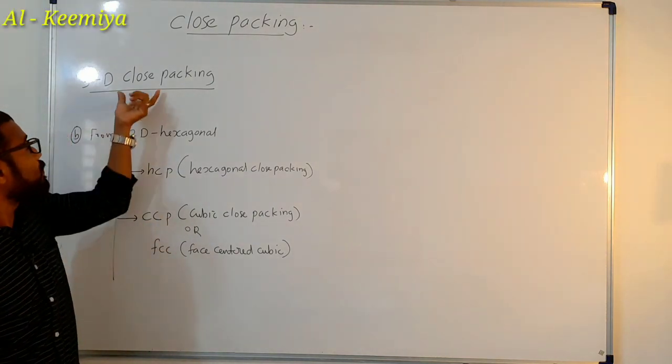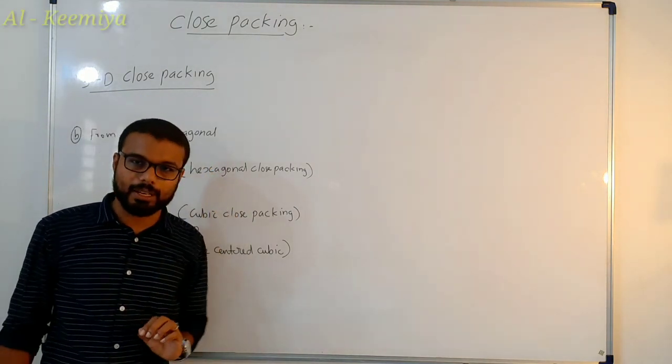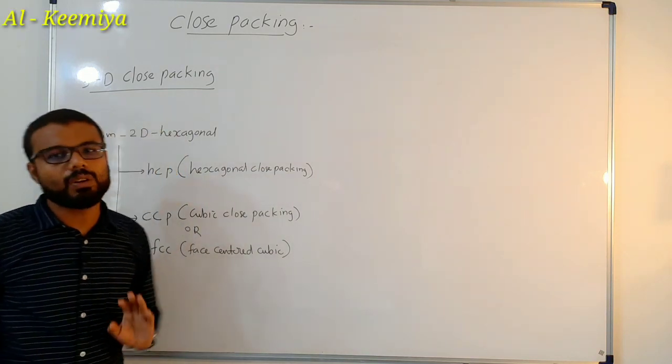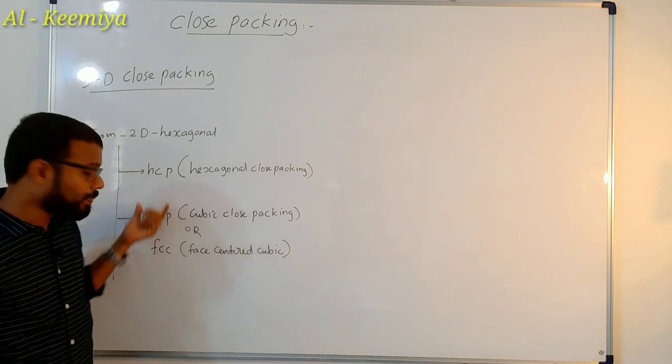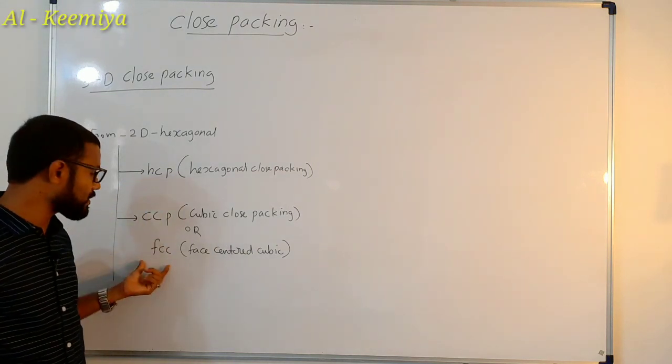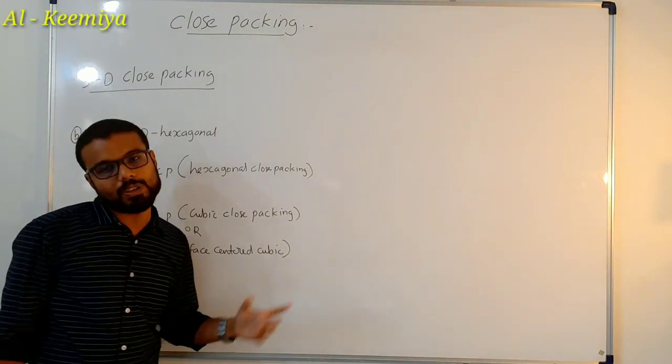That means from 2D hexagonal we can make 2 three-dimensional close packings. What are the 2 three-dimensional close packings? One HCP, another one is CCP or FCC. CCP is cubic close packing, FCC is face-centered cubic close packing.